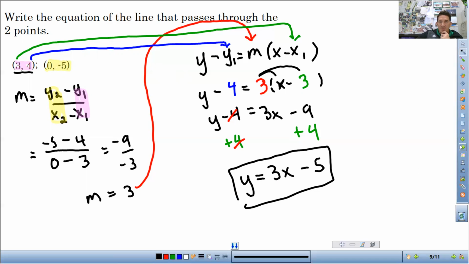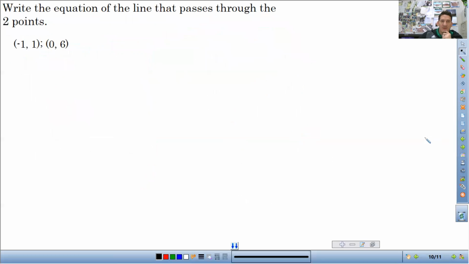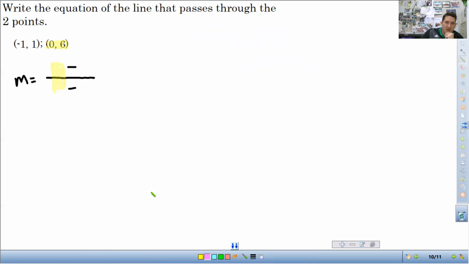All right, one last example. So same thing, find the slope. So to find the slope, I'm going to draw my division line, my two subtraction lines. I'm just going to color code this because that's easiest. So the 0, 6 is going to go first. The negative 1, 1 is going to go second. So the 6 on top, 0 on bottom. This one is 1 on top, negative 1 on bottom.